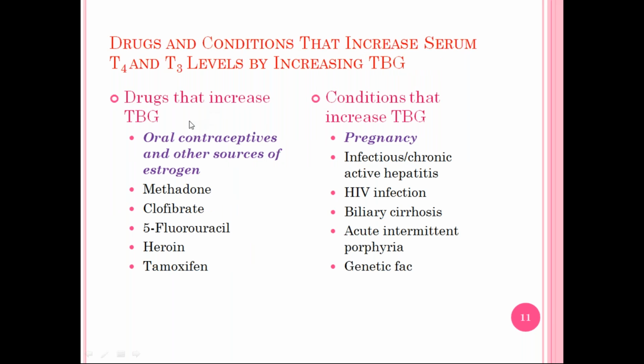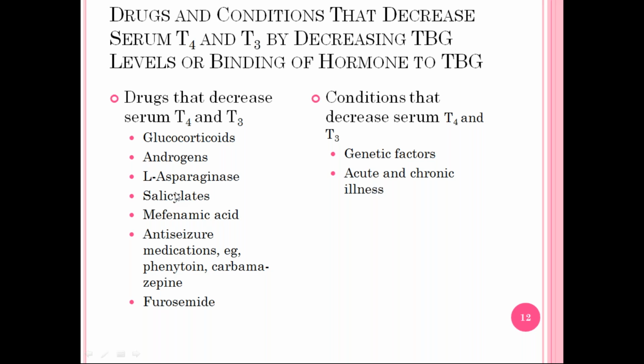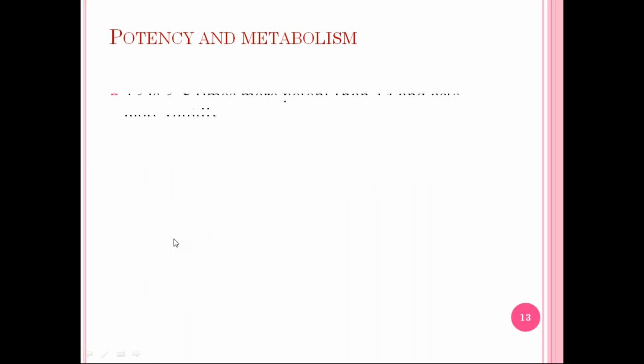Now, regarding things that increase TBG: we know that pregnancy and infections increase it. Remember these. And OCPs, which are a source of estrogen, or other sources of estrogen, decrease TBG. Remember these two points at your level.